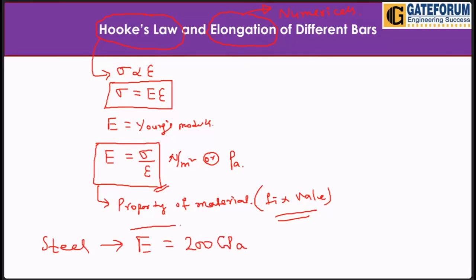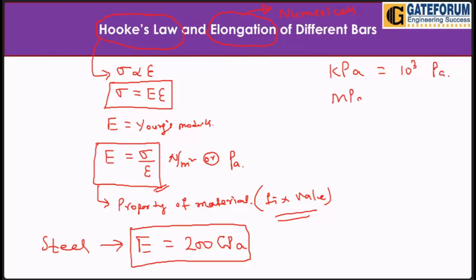200 gigapascal. And what is the meaning of gigapascal? It is 10 raised to 9 Pascal. Kilopascal is nothing but 10 raised to 3 Pascal. Megapascal is 10 raised to 6 Pascal. Gigapascal is 10 raised to 9 Pascal.